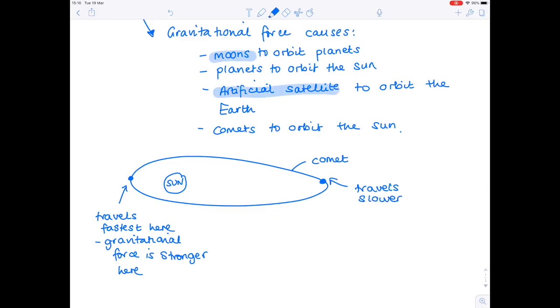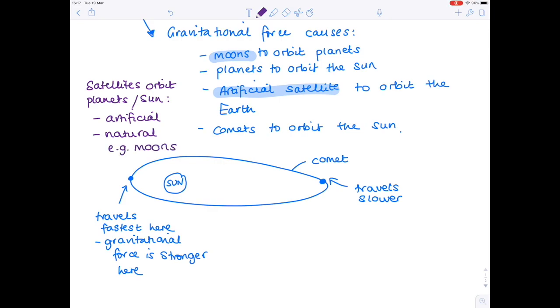Just to touch on one more thing, looking at moons and artificial satellites. A satellite is any object which orbits a planet or the Sun. So let's make a note here. There are 2 categories: artificial, so ones that we put into space, and natural. And that's why I've highlighted moons, because these count as natural satellites.